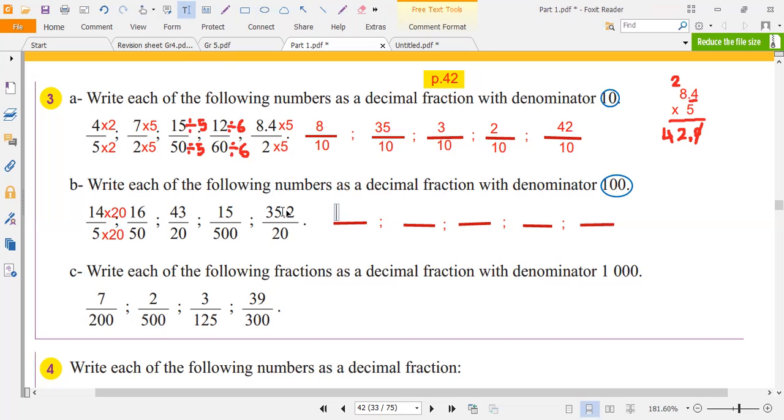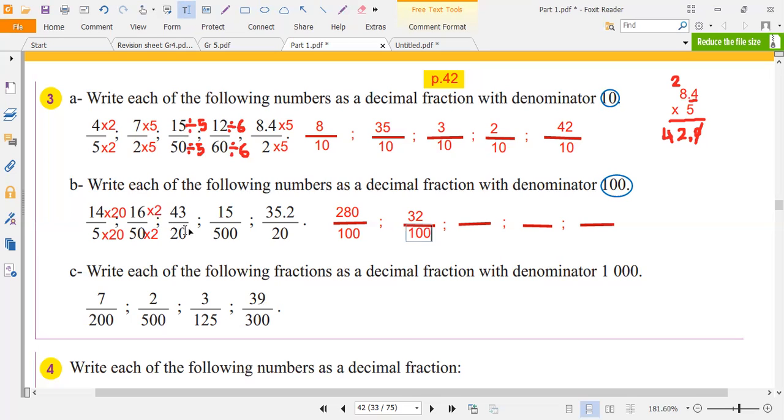So we have to multiply this fraction by 20. 14 times 20. 14 times 2 is equal to 28 and we have 0, so 280. 5 times 20 is equal to 100. Now we have 50. 50 times what is equal to 100? Times 2. So we multiply this fraction by 2. 16 times 2 is equal to 32. 50 times 2 is equal to 100.